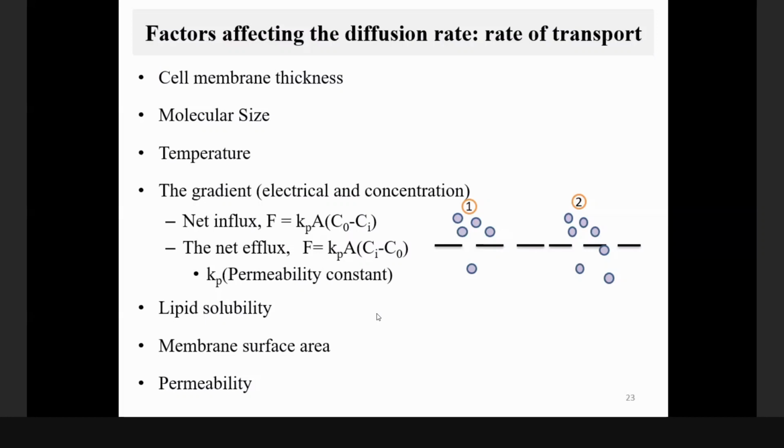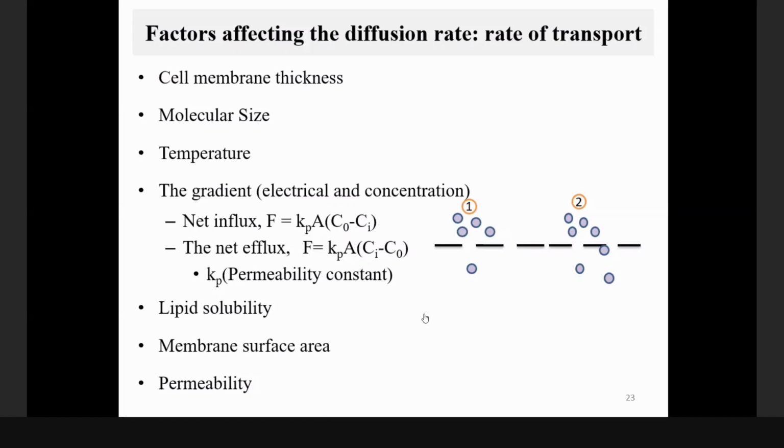There are so many factors affecting the diffusion rate of a substance across the cell membrane, and these are some of them. I listed seven factors. The first is the thickness of the cell membrane. The greater the thickness of the cell membrane, the more time the substance takes to cross that membrane, so the diffusion rate is less. You should know how the thickness of the membrane affects the diffusion rate of a given substance.